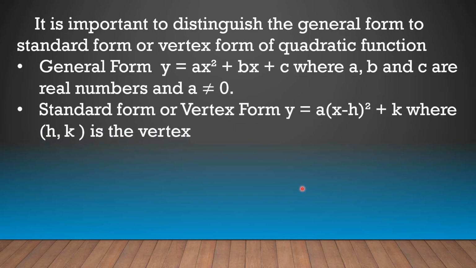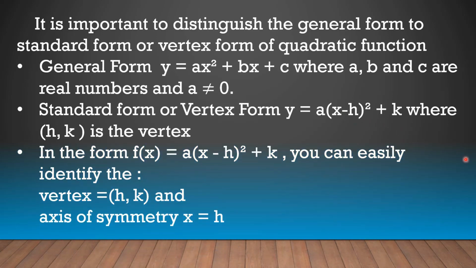The next one is the standard form or vertex form. When we call it standard form, it is also a vertex form. And that is y is equal to a times the quantity of x minus h squared plus k, where (h, k) is the vertex. In the form of f of x, we can also use y is equal to a times the quantity of x minus h squared plus k.